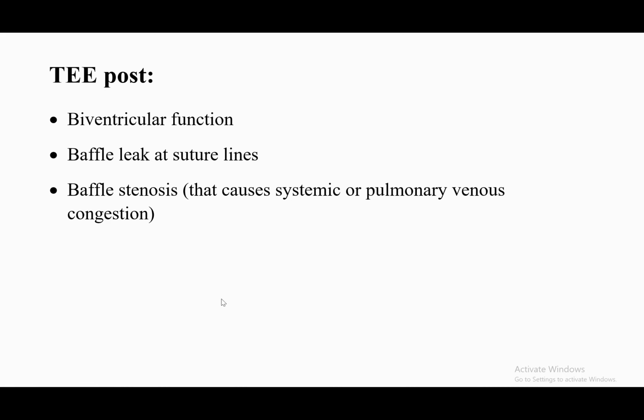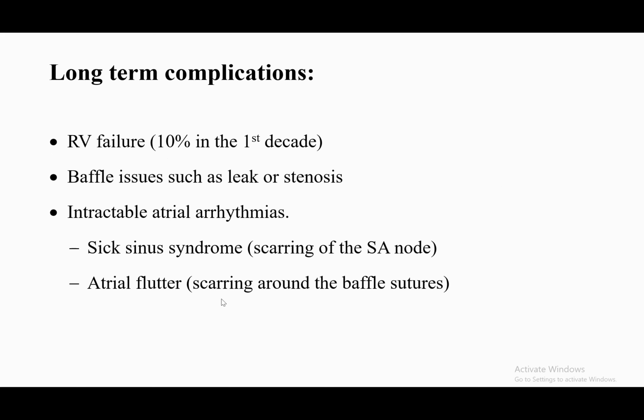Sometimes the SVC is narrowed and sometimes the IVC is narrowed, and usually this is because of either suture lines that are too narrow, the position of the suturing too narrow, or the baffles are too redundant, or one of the atria is distended, causing the baffle to put pressure on the other chamber, causing acceleration of the blood. Long-term complications: RV failure.